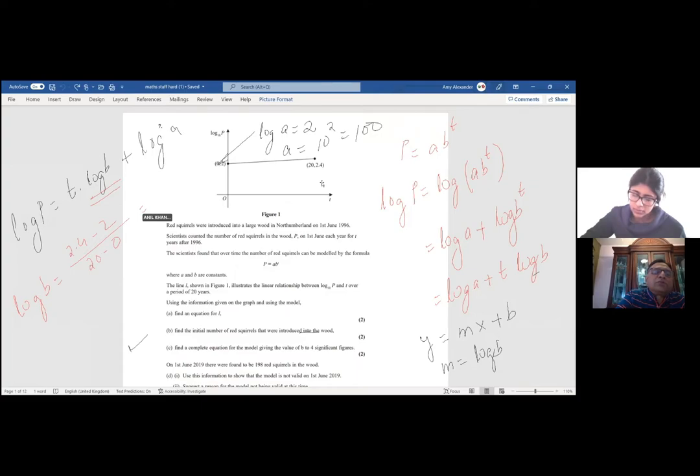So that is 0.4 over 20. So log b is equal to 0.4 over 20, so b equals 10 to the power of 0.4 over 20. Let's simplify this: 4 over 200, so 1 over 50, correct? So b will be 10 to the power of 1 over 50. I just did that on my calculator.